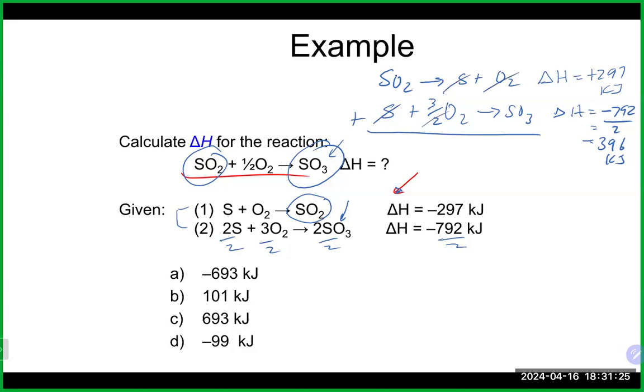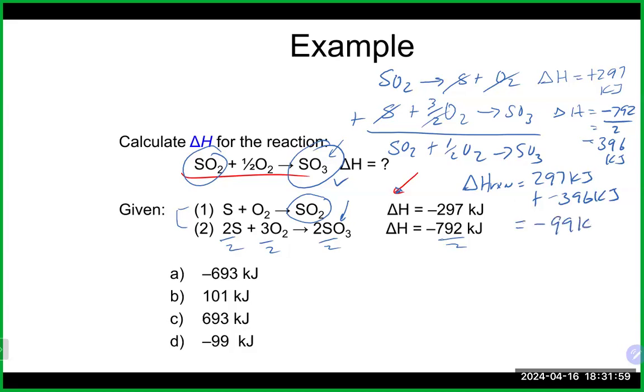Now to add these together, in this case, S will cancel on opposite sides. 1 minus 3/2 is 1/2 O2. So we'll have an SO2 plus 1/2 O2 gives us an SO3, which is what we are looking for in terms of our equation. Now we want to take the adjusted numbers there and add them together. So the delta H for this reaction will be 297 plus a negative 396 kilojoules in this case. So it looks like a negative 99 kilojoules would be our answer.